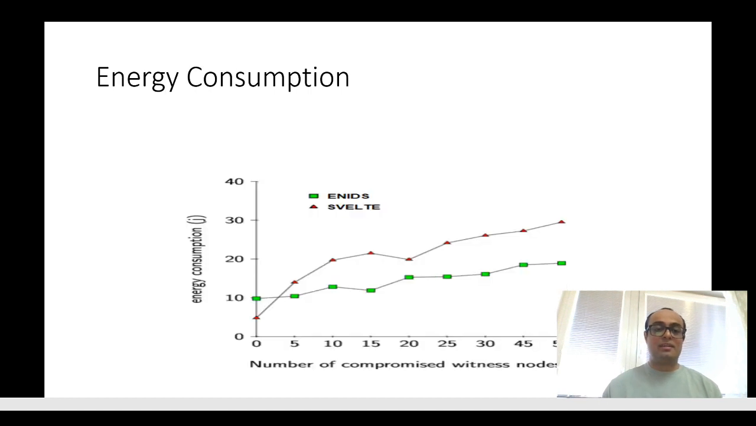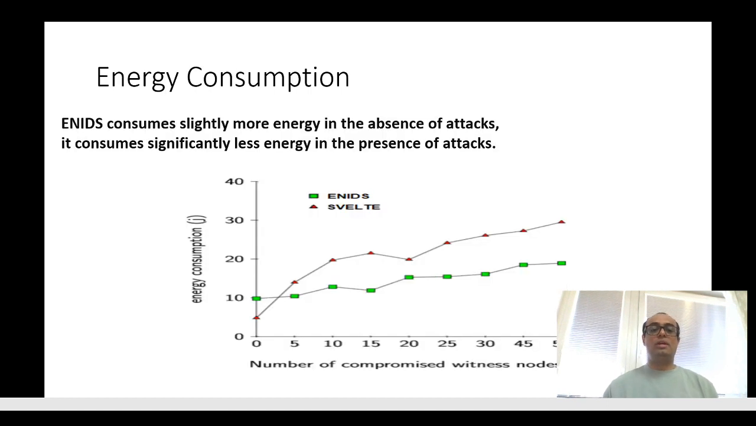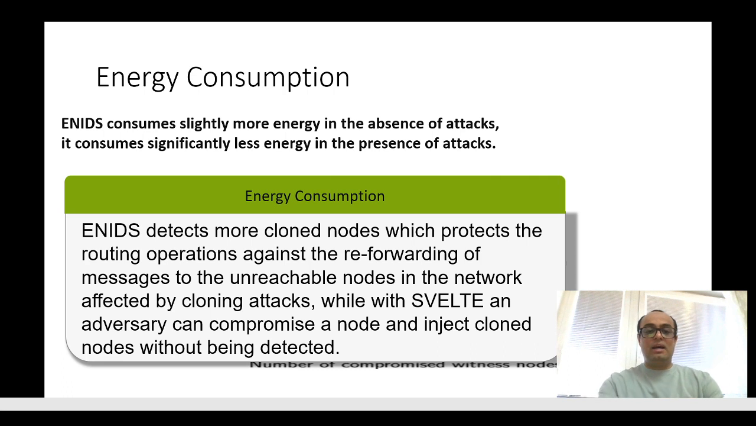For the energy consumption, INIT consumes slightly more energy in the absence of attacks, and it consumes significantly less energy in the presence of attacks. INIT detects more cloned nodes, which protects the routing operations against the forwarding of messages to the unreachable nodes in the network affected by cloning attacks. While with Svelte, an adversary can compromise a node and inject cloned nodes without being detected.